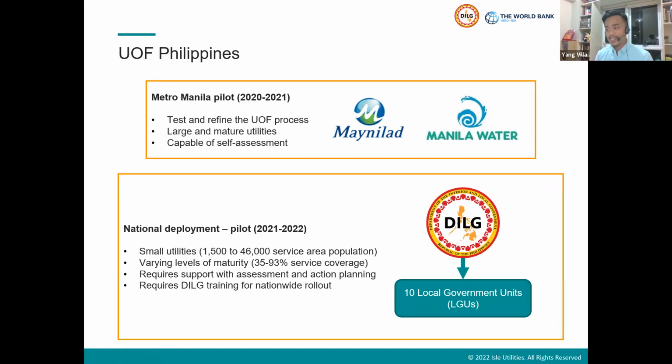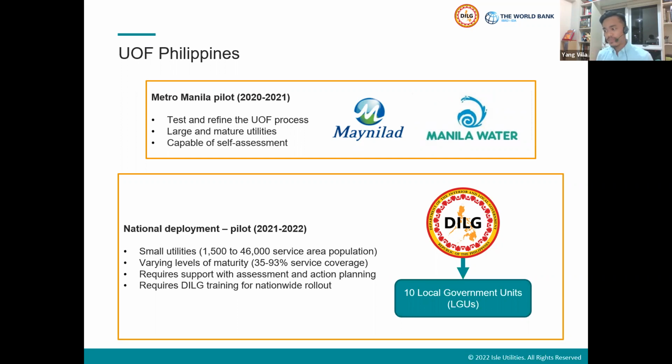That Metro Manila pilot is different from the phase 2 in the Philippines, which is an attempt at national deployment. And we piloted that starting from last year, and we are ending the pilot as of this month. And hopefully our partner will be rolling out the UOF framework across more utilities in the coming months. Our partner for this national deployment is the DILG, or the Department of the Interior and Local Government. DILG is in charge of overseeing and organizing what we call local government units, or LGUs. These are your towns, municipalities, and cities around the Philippines.